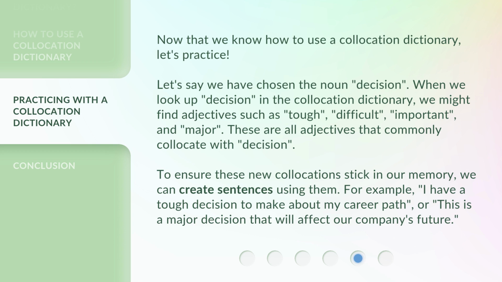To ensure these new collocations stick in our memory, we can create sentences using them. For example, I have a tough decision to make about my career path, or this is a major decision that will affect our company's future.